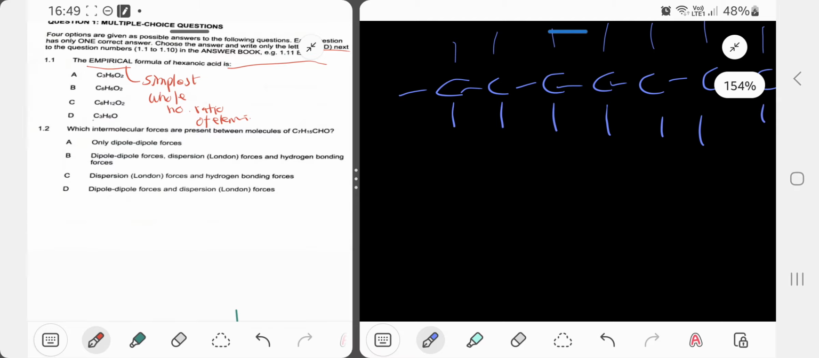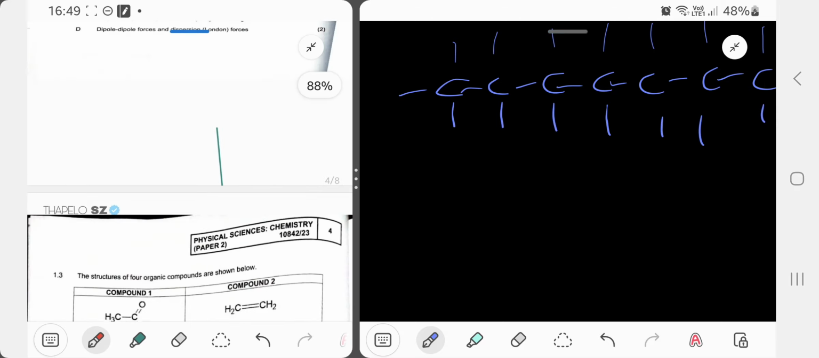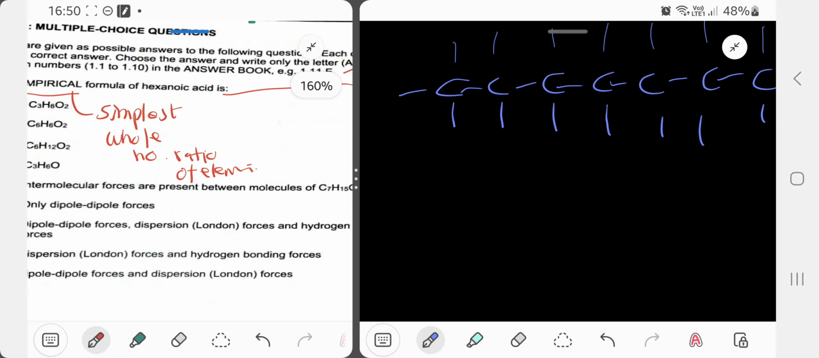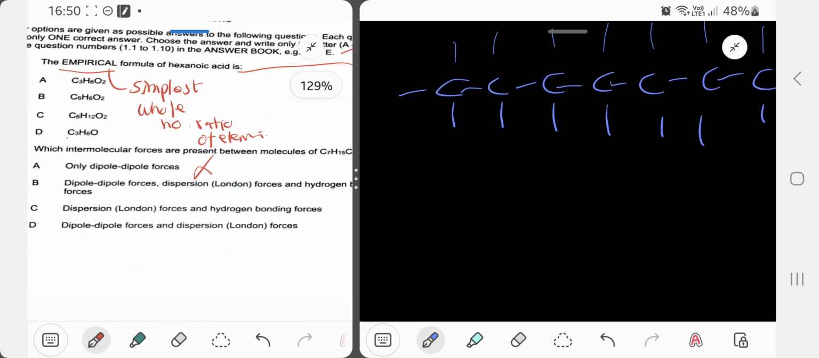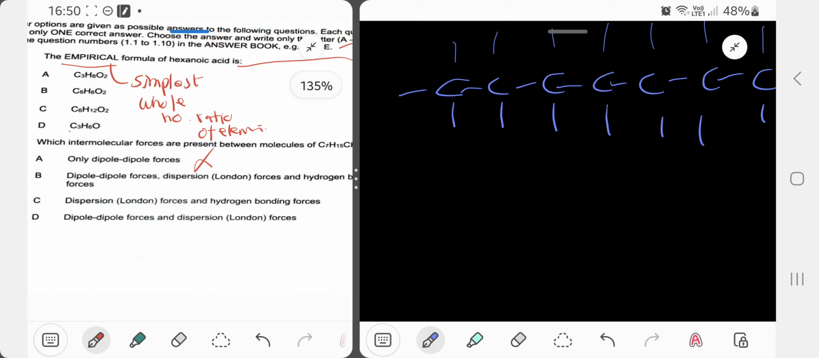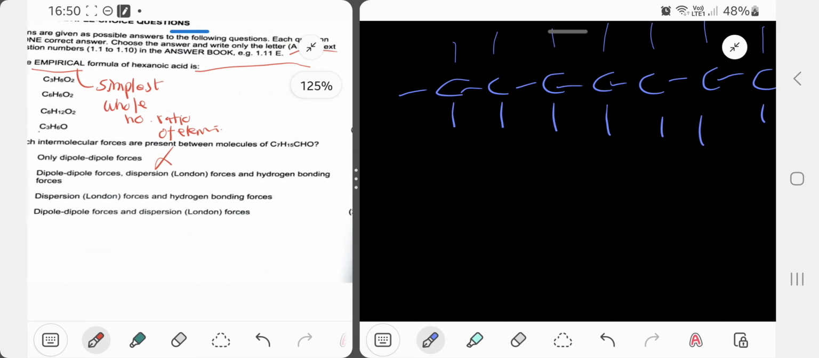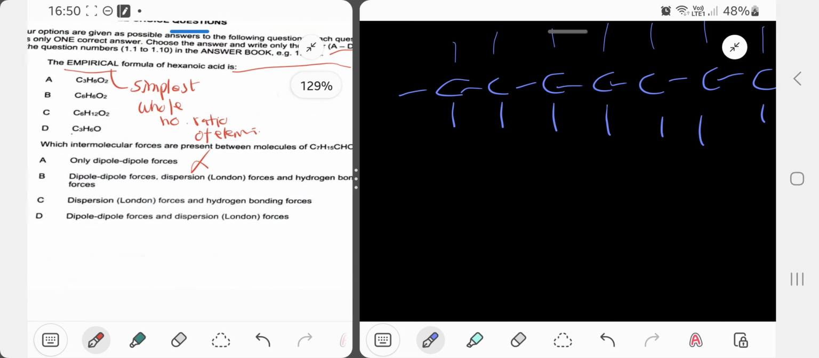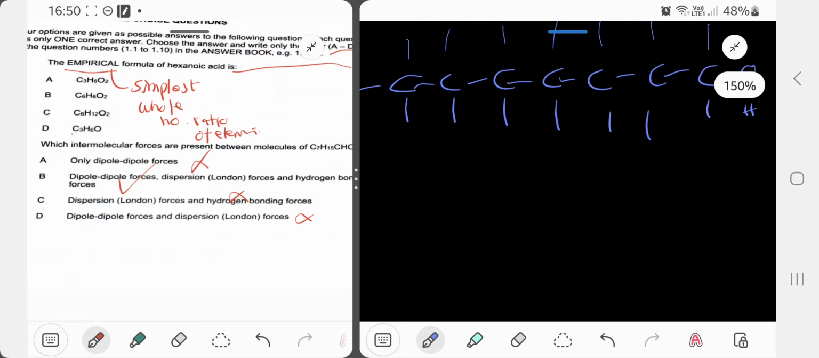So our answer is going to be dipole, dipole. We're looking for everything. So this one is saying only dipole-dipole, right? It doesn't have that alone. Then it says dipole-dipole forces, dispersion London forces, and hydrogen bonding forces. This is the one, okay? It's the one that has everything, and then obviously C is just limiting it, and this is also limiting it. Okay, so let's go.